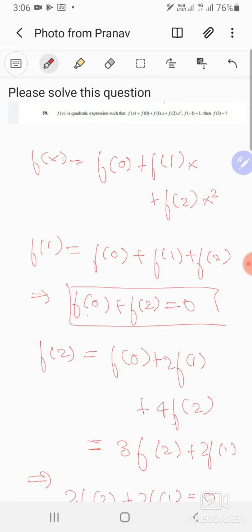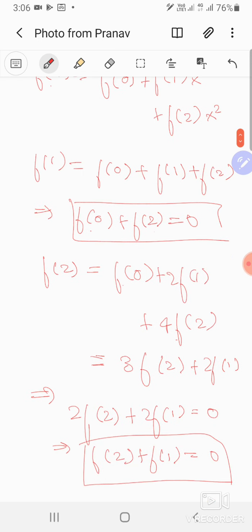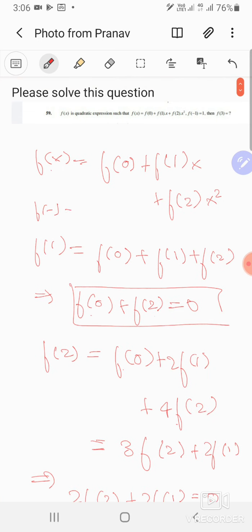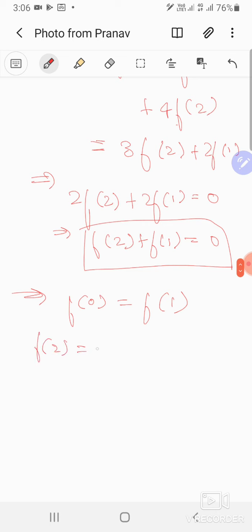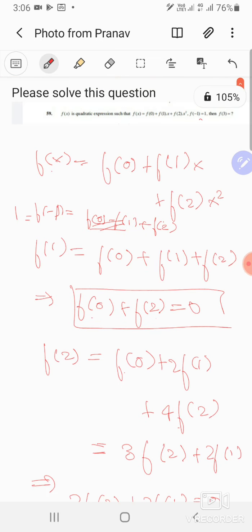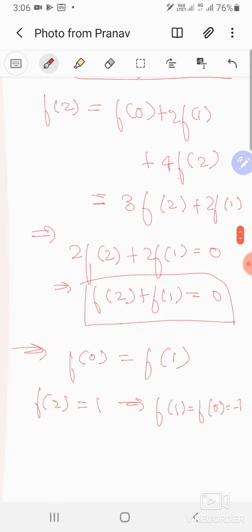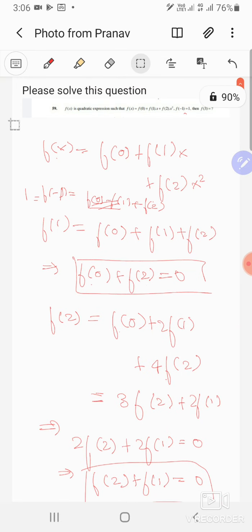Now let's put the value of x as negative 1. That gives me f of negative 1 is equal to f of 0 minus f of 1 plus f of 2. But this thing turns out to be 0. We are also given that f of negative 1 is 1. So f of 2 is 1. From this equation we can say that f of 1 must be equal to f of 0, which is equal to minus 1. That's easy. So basically we got the whole polynomial.